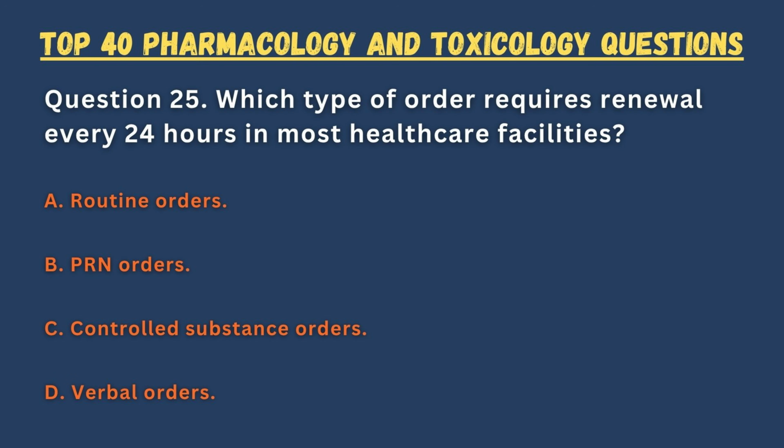Question 25. Which type of order requires renewal every 24 hours in most healthcare facilities? A. Routine orders. B. PRN orders. C. Controlled substance orders. D. Verbal orders.